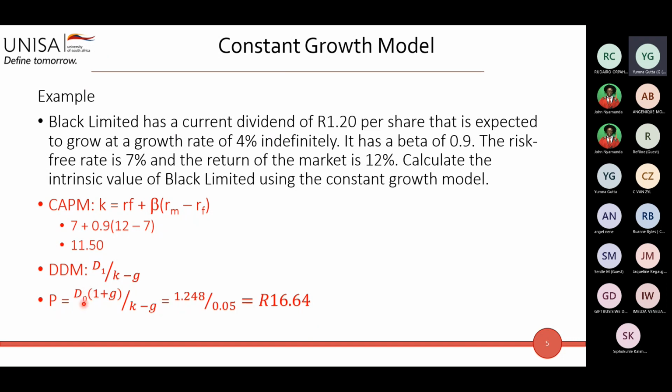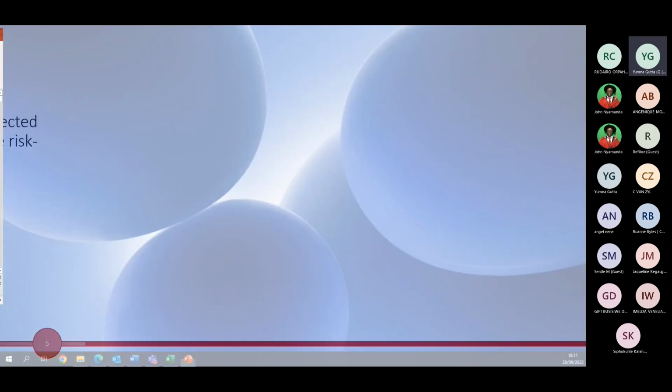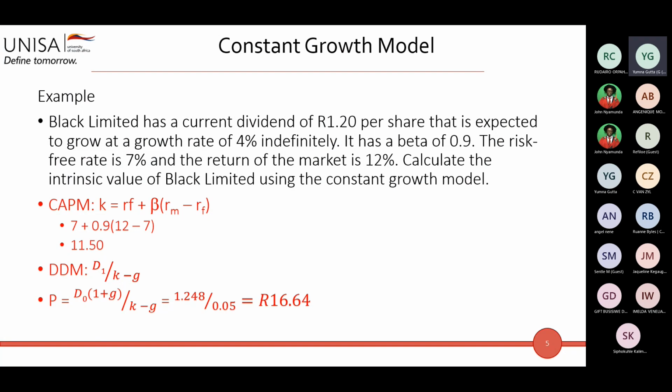It seems like I've skipped a step here, but if you can do it with me, I can talk you through it. Please make a note on paper. That's why we have these lessons. You must have your pen and paper ready. So you have to calculate D1, which is D0, 1 Rand 20, which was given, multiplied by 1 plus 4%, 1,04, divided by K minus G, which is 11.5% less 4%.